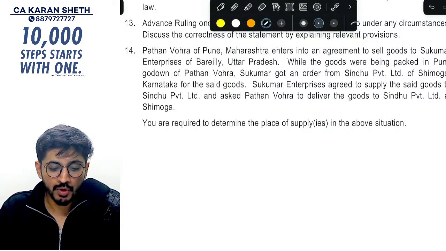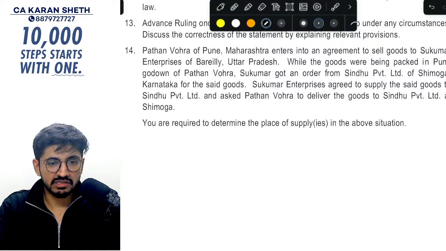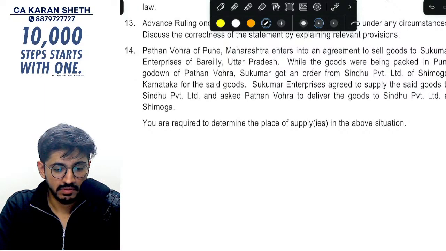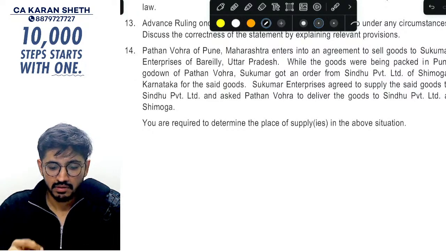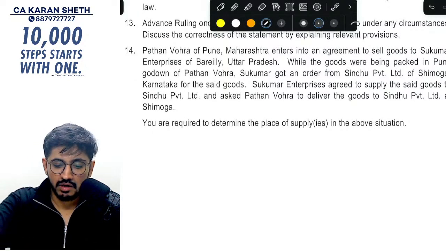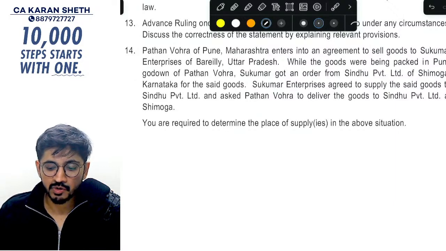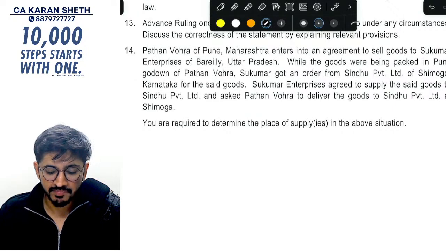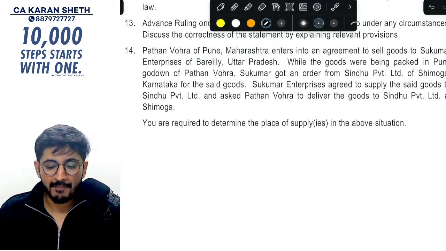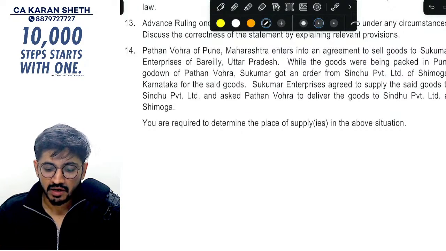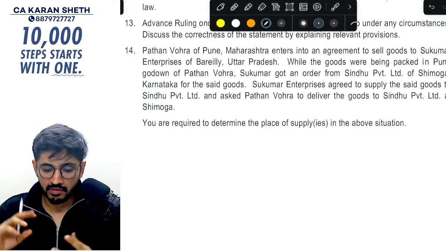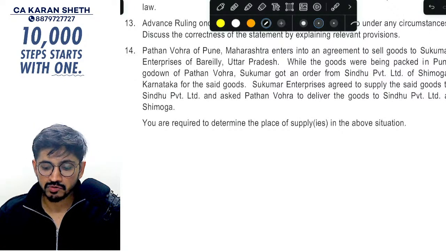Next is question number 14. Pathan Vora of Pune, my dear friends, which is in Maharashtra, enters into an agreement to sell goods to Sukumar Enterprises of Bareilly. While the goods were being packed in Pune godown of Pathan Vora, Sukumar got an order from Sindhu of Karnataka. Sukumar agreed to supply the said goods to Sindhu and asked Pathan to deliver it to Sindhu.